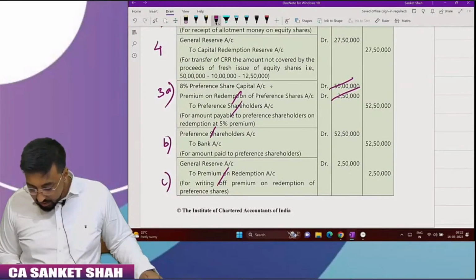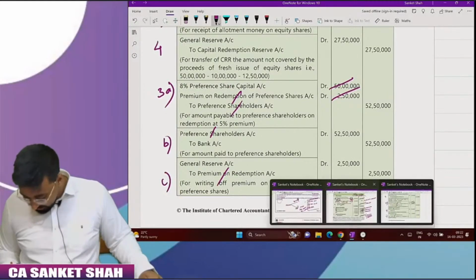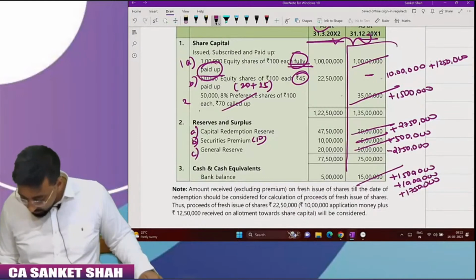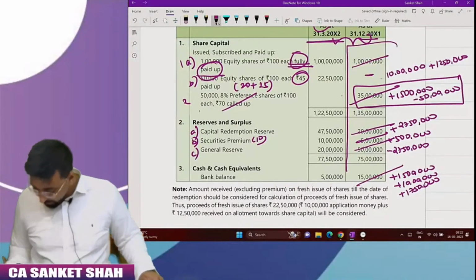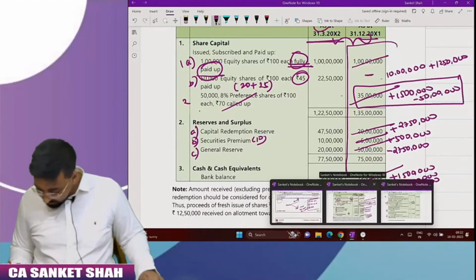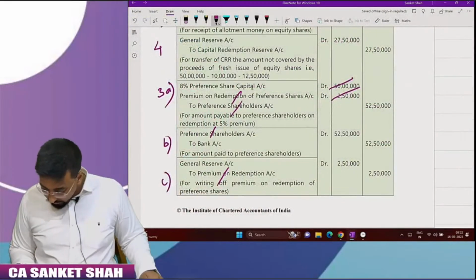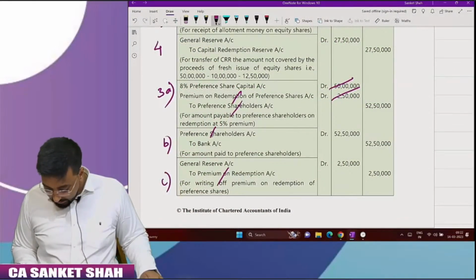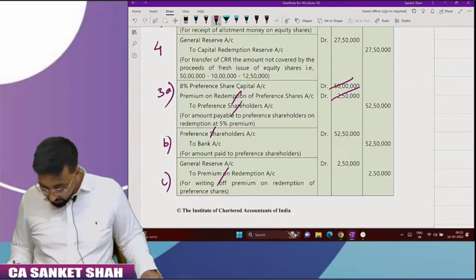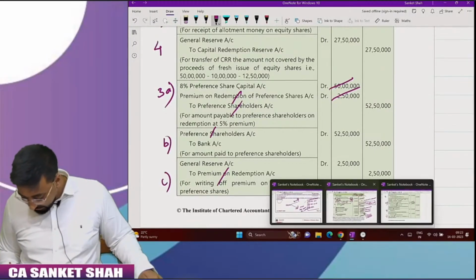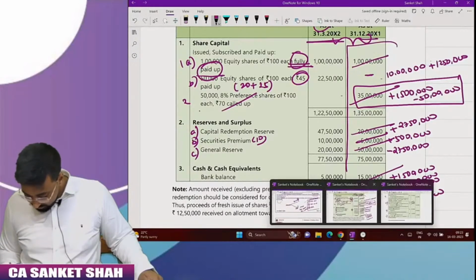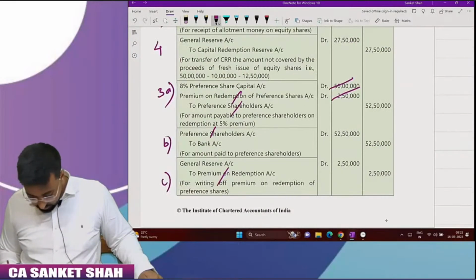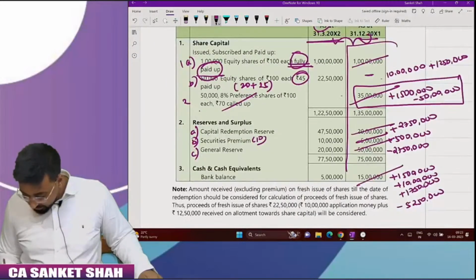8% प्रेफरेंस शेयर कैपिटल 50 लाख माइनस किया. ओके. देन 8% प्रेफरेंस शेयर कैपिटल, प्रीमियम कैंसल, प्रेफरेंस होल्डर कैंसल, बैंक बैलेंस 52,50,000 से कम किया, एंड जनरल रिजर्व 2,50,000 से कम किया.